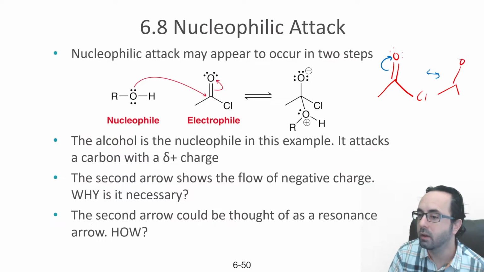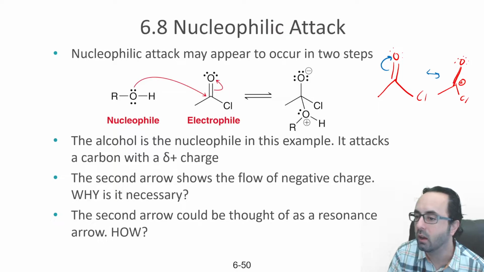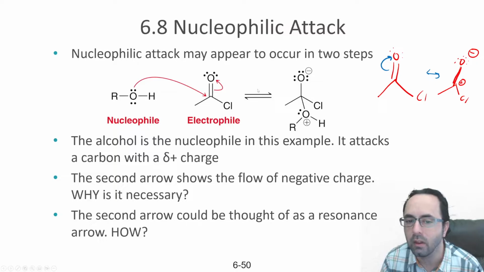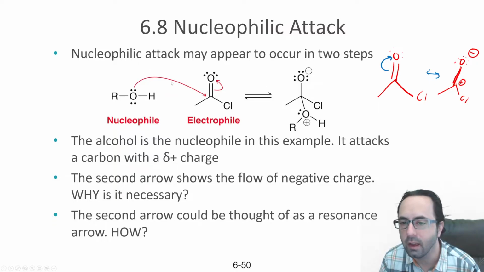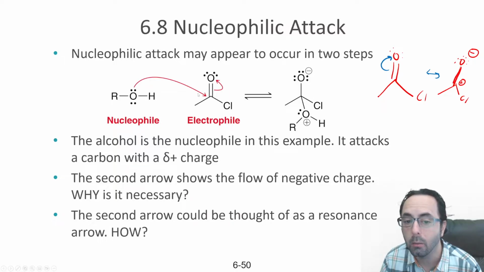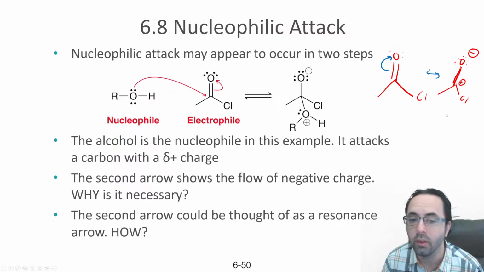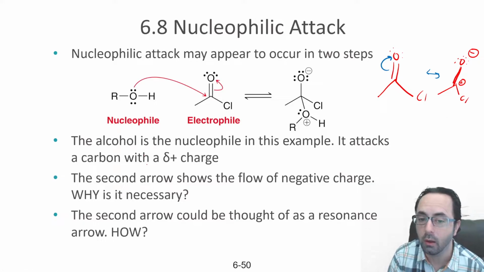You see very explicitly that the carbon here has three bonds now and no lone pairs, so it's positive in formal charge. This oxygen has one bond and three lone pairs, so it's negative. And that's basically what's happening here with this arrow. So although a nucleophilic attack can have a one-arrow movement, it can appear to occur in two steps when you have this type of situation here.